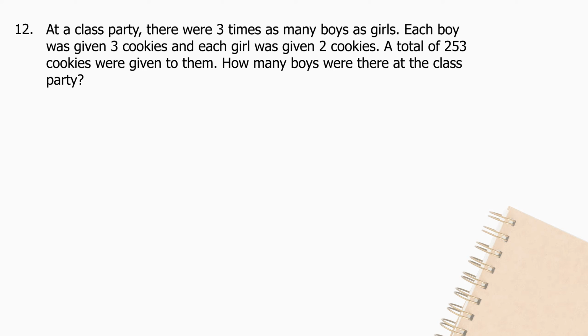Question 12. At a class party, there were 3 times as many boys as girls. Each boy was given 3 cookies, and each girl was given 2 cookies. A total of 253 cookies were given to them. How many boys were there at the class party?